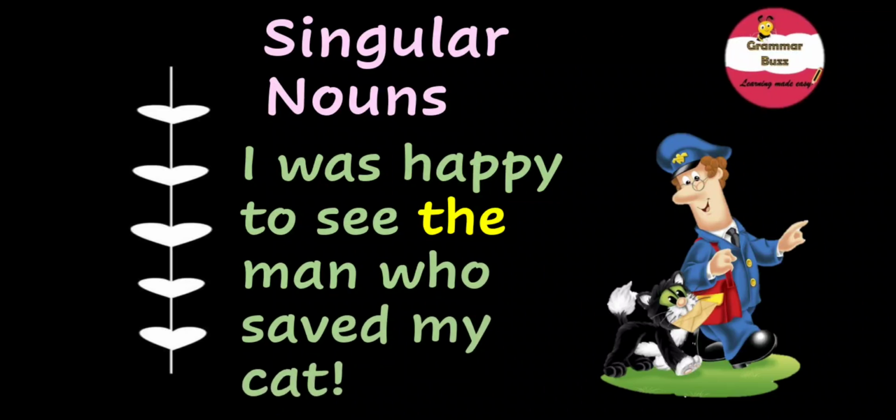Even if we don't know the man's name, it is still a particular man because it is the one who saved my cat. Yes, you're right. We are talking about the man in particular who saved the cat. Remember, the man is a singular noun. So we use the definite article to make a noun specific or particular, and we use it before a noun. And we use it with a singular noun. So here, isn't the really simple? Don't you think so?